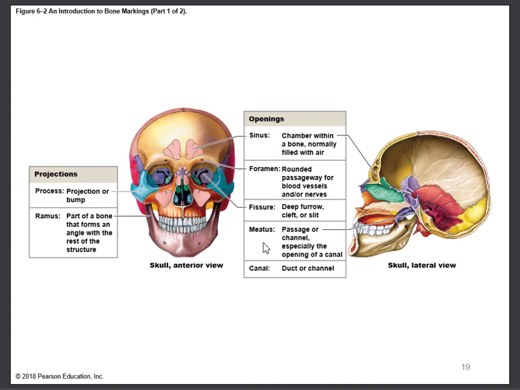A meatus is a passage or a channel. We usually refer to it as the opening of a canal. If you were to take a Q-tip and put it into your ear gently, the beginning part of our ear canal is a meatus. That is actually known as the external auditory meatus. So it's just the opening into a canal. And then finally, a canal is a duct or a channel. A lot of times blood vessels will travel through a duct or a channel, or a nerve will travel through it. So this is what we're going to call a canal.